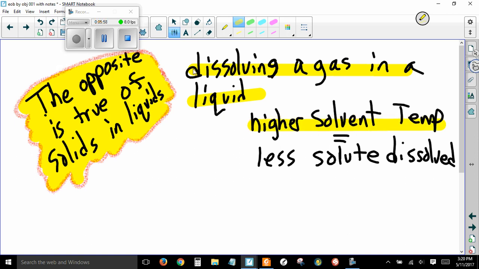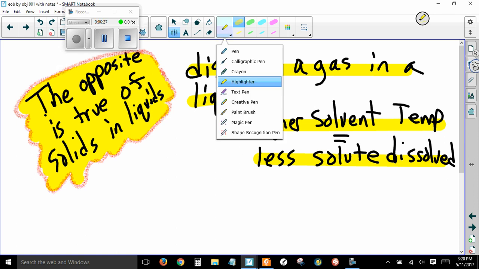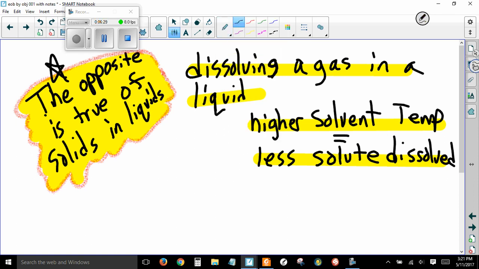So the hotter the water is, less dissolved gas. Okay? So what that means is in a lake or a pond or a fish tank or even the ocean, the hotter it gets, the less dissolved oxygen there is. The cooler it gets, the more oxygen can dissolve in it. That's why if you have a pond in your backyard, it's good to put it near some shade so that it doesn't get too hot during the summer. Now, we should make a special notation that the opposite is true for solids.